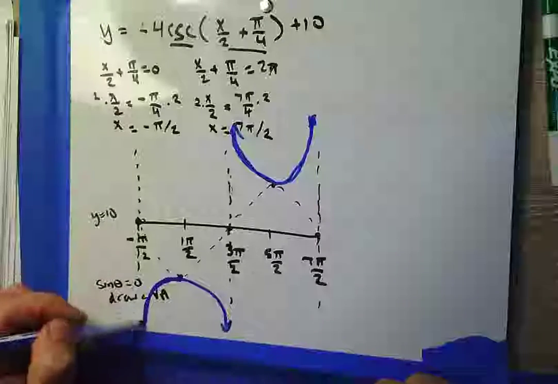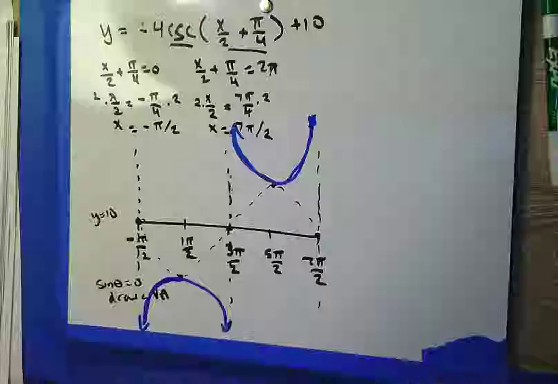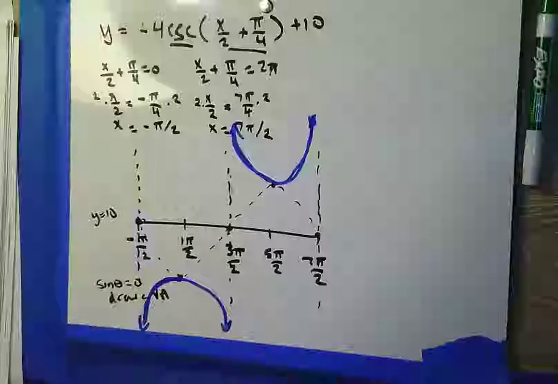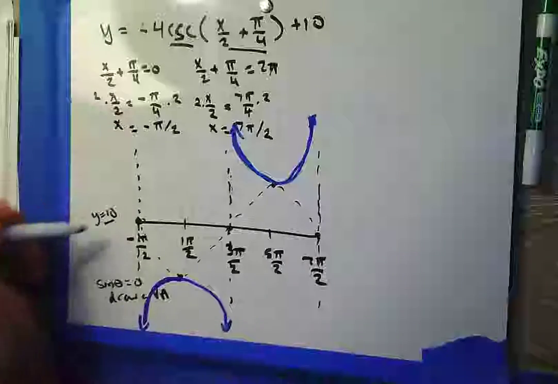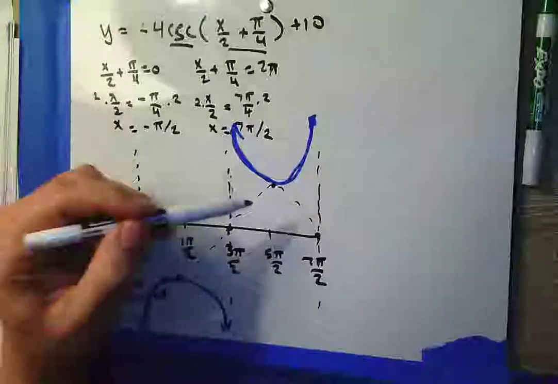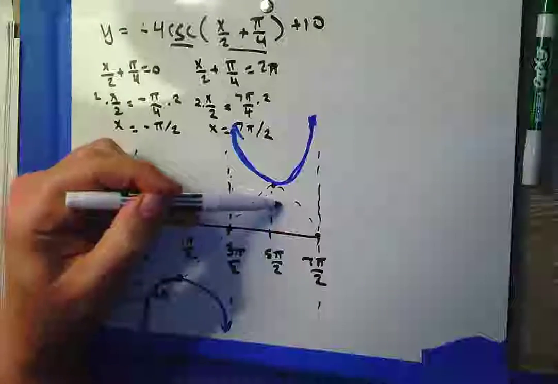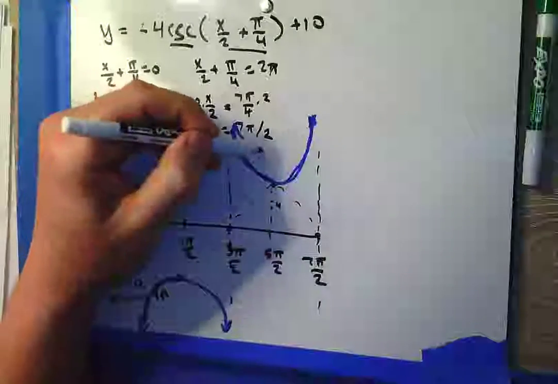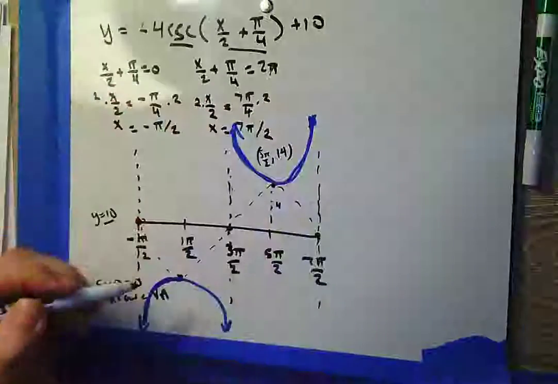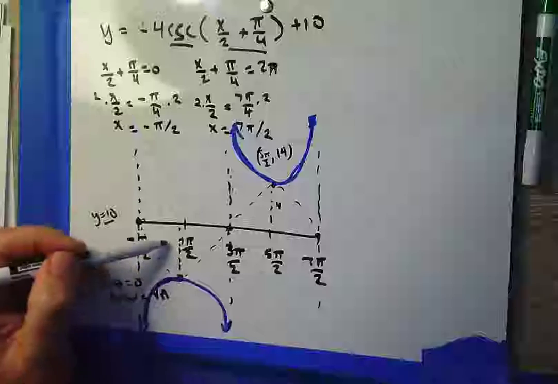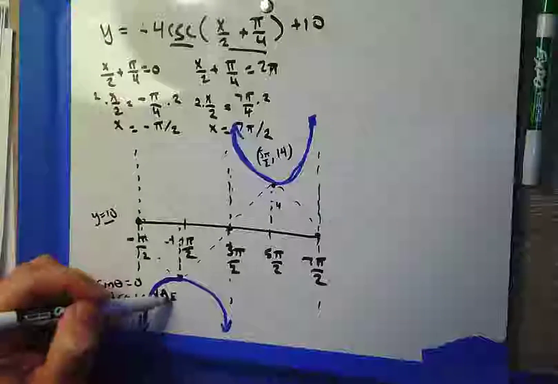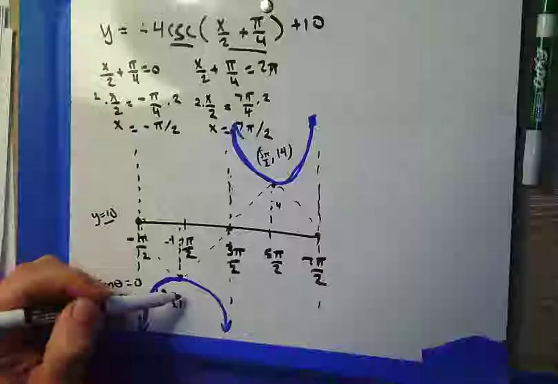Please try and go all the way to the asymptotes. Now we just need to label that high point and that low point. We know that this line is y equals 10 and that our amplitude is 4. So we're going to go up 4 from 10 to get 5 pi over 2, 14. And we're going to go down 4 from 10 to get pi over 2, 6.